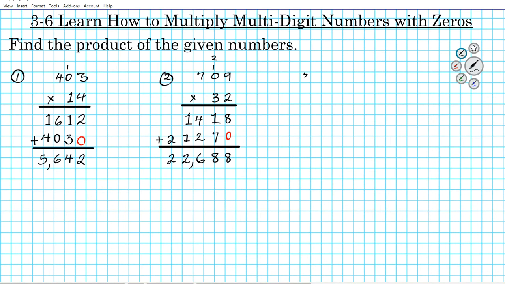All right, let's take a look at question 3. Question 3, what if we have 620 multiplied by 83? Now in this particular situation, we have the 0 in the ones place position of the multiplier. So how does that affect the product? Let's take a look. 3 times 0 is 0 right here. 3 times 2 is 6. And then 3 times 6 is 18.